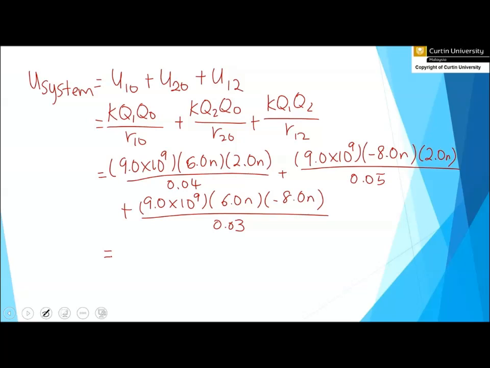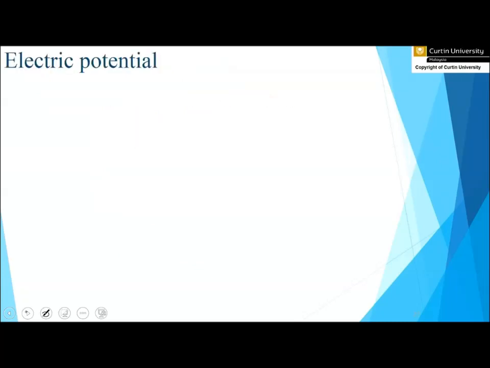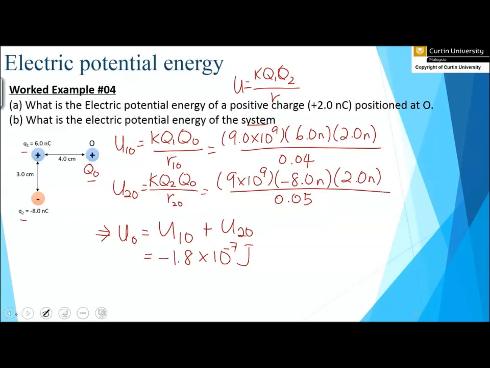And that will give you negative 14.58 times 10 to the power of negative 5 joule. Right? So that is the difference between system and point charge.